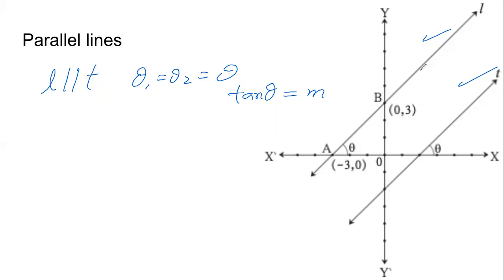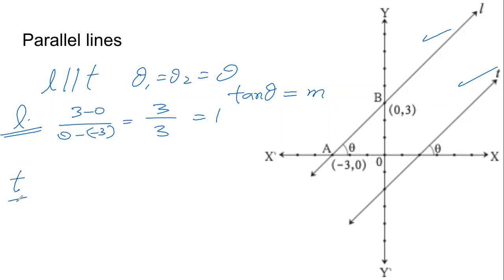And it is not just with respect to theta and tan theta. It is also with respect to the coordinates of the points on the line. Let us check for L. On the line L, we have the points A and B. And if you try to find the slope of L, we can do 3 minus 0 by 0 minus minus 3. Y2 minus y1 by x2 minus x1. So 3 minus 0 is 3. 0 plus 3 is 3. Slope is 1.